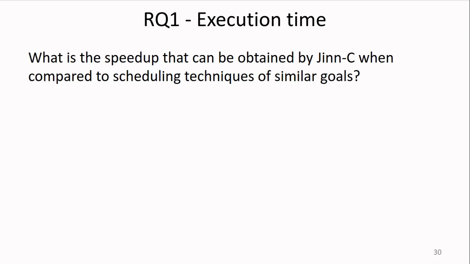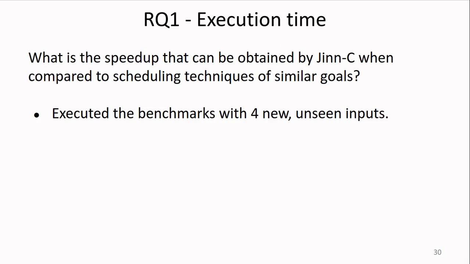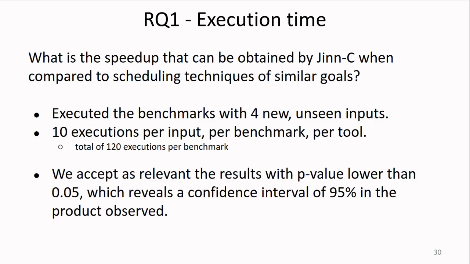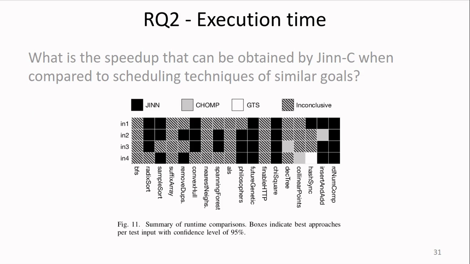So the first one, for the execution time, we want to see what is the speedup that we can obtain when you compare against the previous work. So we have executed each benchmark with 4 inputs here, 10 executions per input, per benchmark, and per tool. And we only accept as relevant the results which have a p-value lower than 0.05. So this is the general output that we have here. Each column represents a benchmark, and each row represents an input for that benchmark.